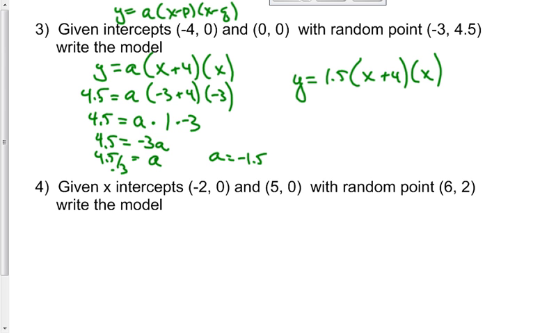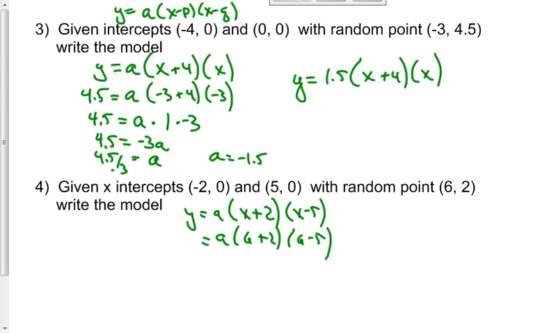y equals a, x, opposite sign, x plus 2, x minus 5. Random point is at 6, 2. 6 plus 2, 6 minus 5. Your y value is 2, so I put 2 on the left-hand side. 2 equals a times 6 plus 2, which is 8, times 6 minus 5, which is 1. 2 equals 8a.